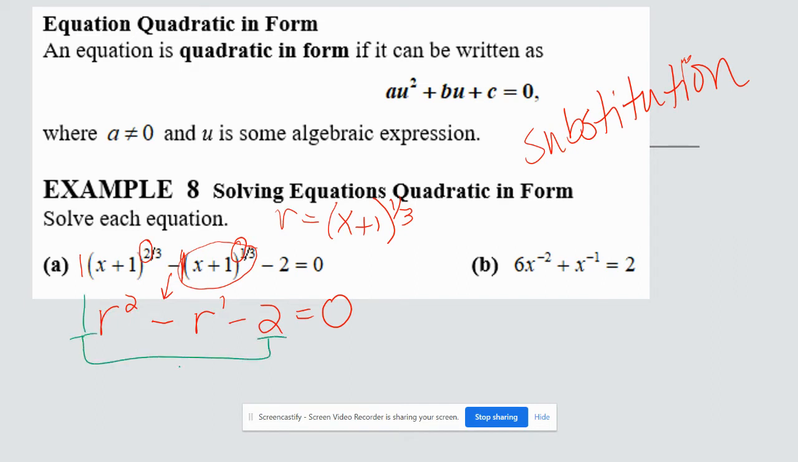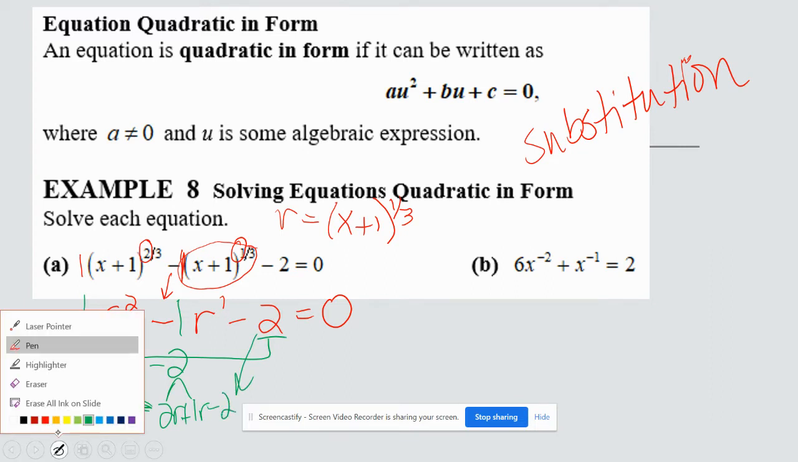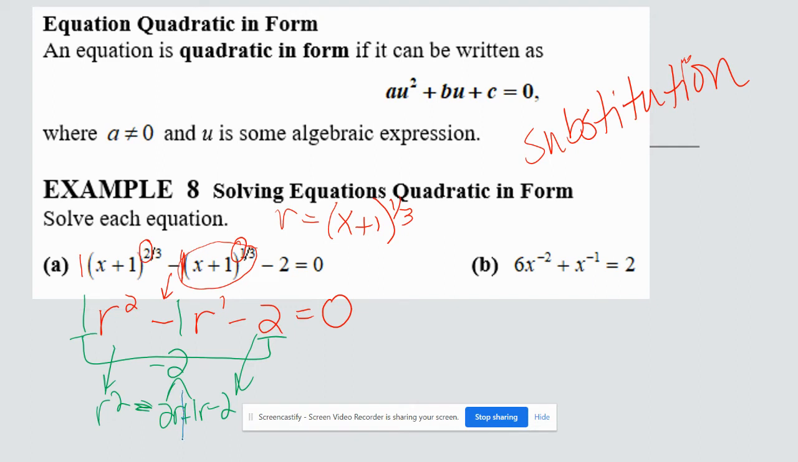1 times -2 is -2. The factors of -2 that add to -1 are -2 and +1. So if I write this out, that's going to be r squared minus 2r plus 1r minus 2. This is where we're using our factoring by grouping, and we split that in half. Our common factor on the left side is r. That leaves us with r minus 2.